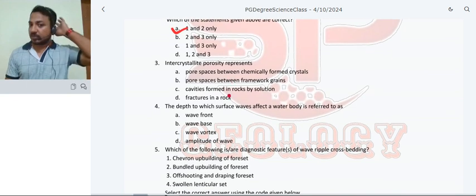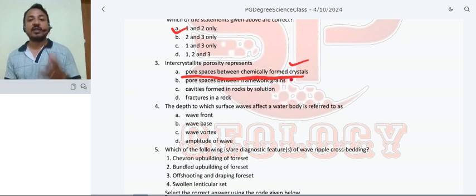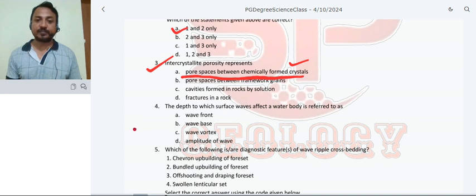Then comes intercrystalline porosity represents. Intercrystalline porosity means in between crystals. It is a porosity that forms between the chemically formed crystals. These are the pore spaces between chemically formed or chemically precipitated crystals. In them, the porosity is called intercrystalline porosity.